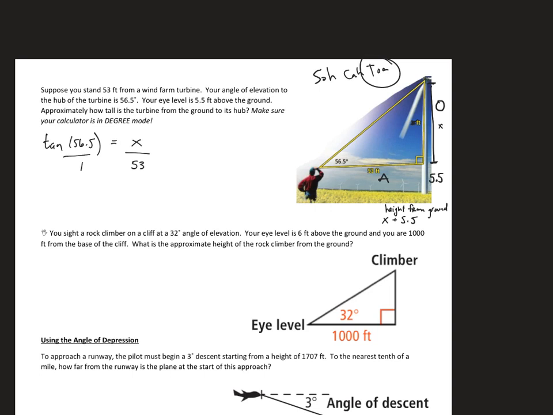And remember to solve for this, x is equal to 53. We've got to cross multiply: 53 times the tangent of 56.5. We get that x is 80.07 feet. So then I have to add the 5.5 to it. So I get that the height is 85.57 feet, or 85.6 feet tall.